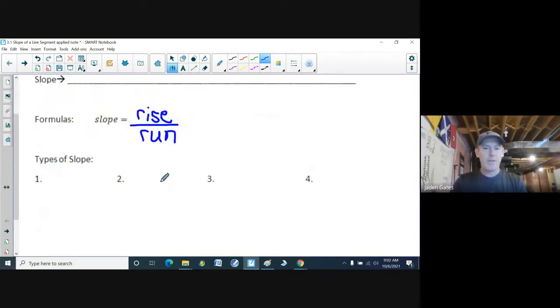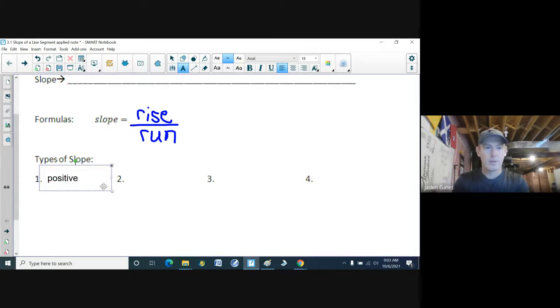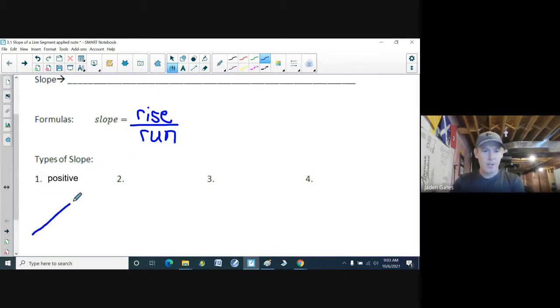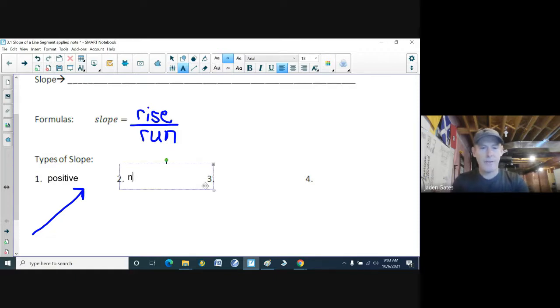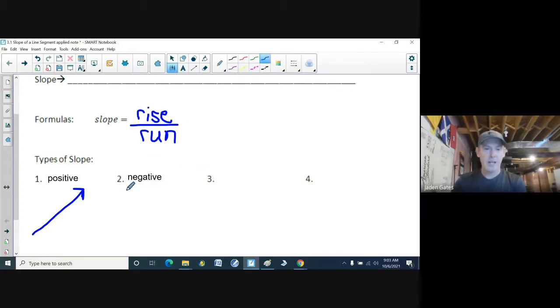Now, there are 4 types of slope. The first one is what we call a positive slope, which looks like it's on its way up. It's positive, uphill. And the next one is, you can also have negative slope. So if positive slope is going uphill, left to right, then negative slope is going downhill.